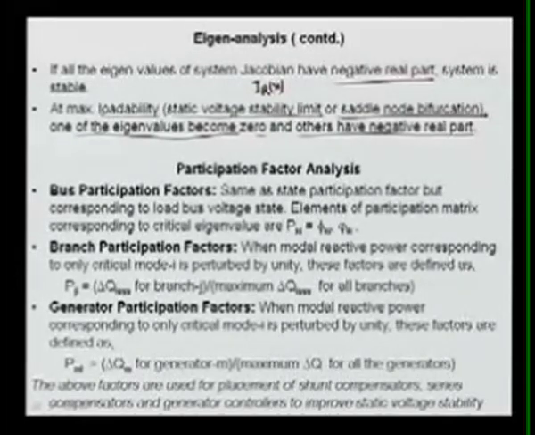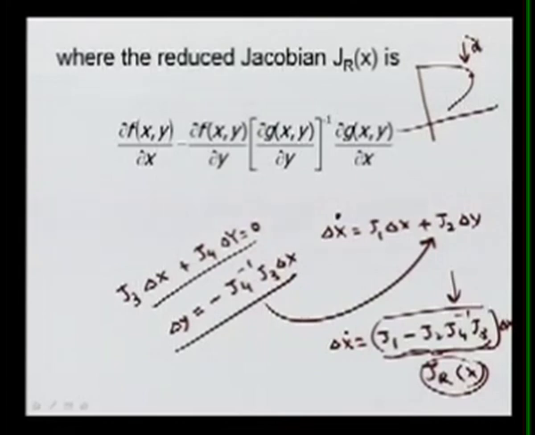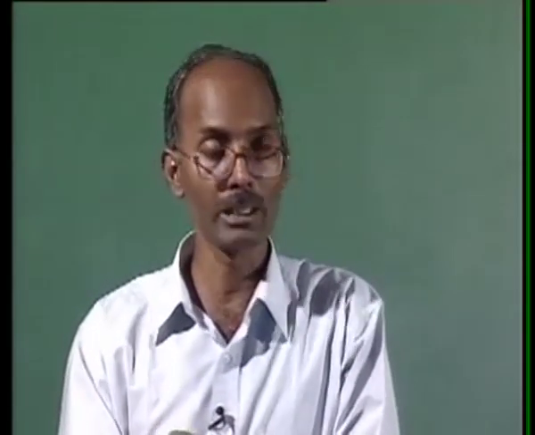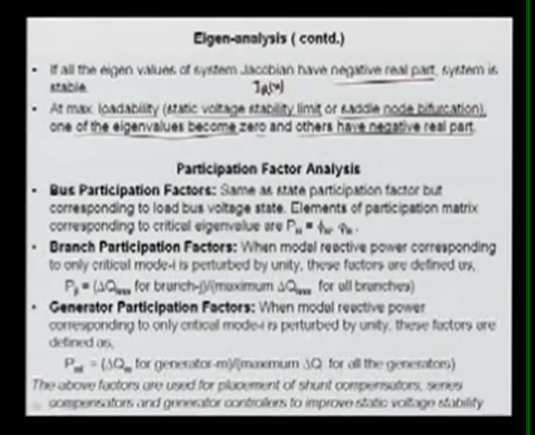What does it mean? As I said, when you reach this point the Jacobian becomes singular, which means one of the eigenvalues, lambda i, will be 0, only one will be 0 and the remaining will have a negative real part. So the higher loading condition is basically the saddle node bifurcation case, the nose point, or the static voltage limit case. We can obtain this by knowing the eigenvalues.